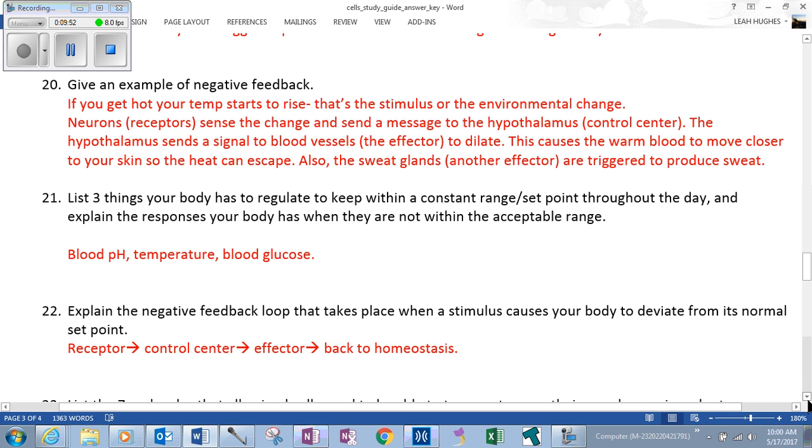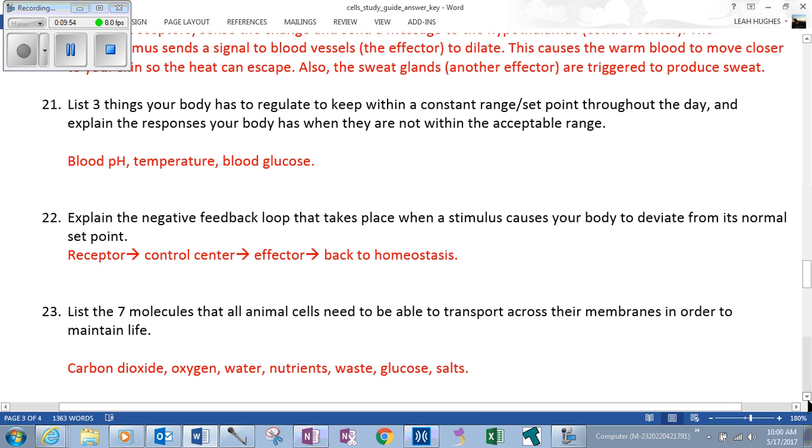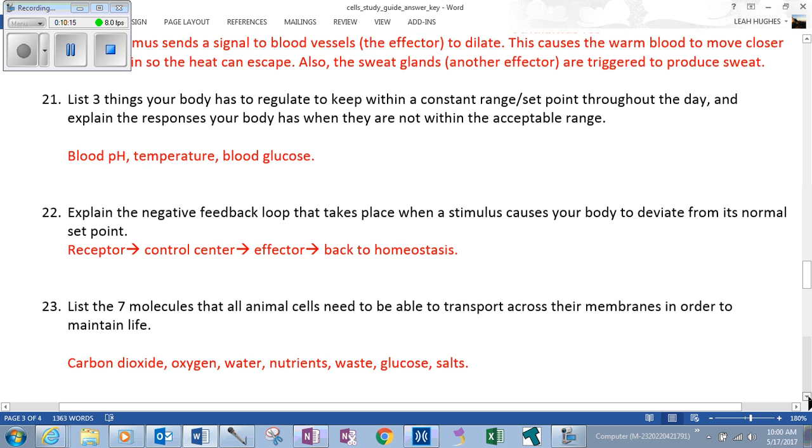Number 21. List 3 things your body has to regulate to keep within a constant range or set point throughout the day, and explain the responses your body has when they are not within the acceptable range. So the 3 things are blood pH, temperature, and blood glucose.